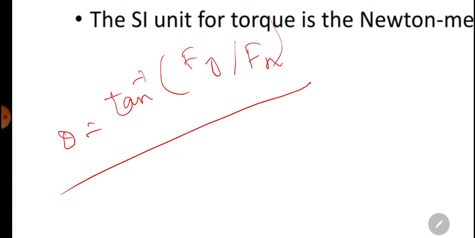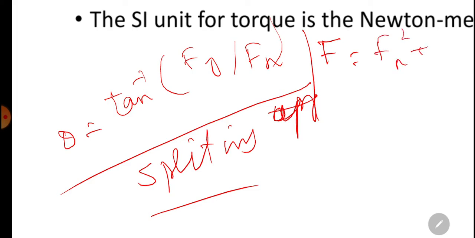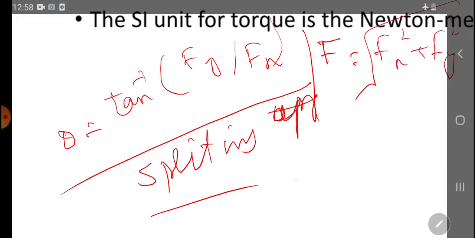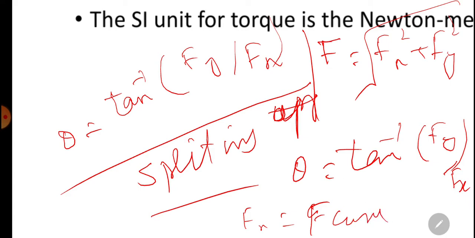Now the summary: resolution of forces is the splitting up of a single vector into its components. The resultant vector, which is F in this case, will be equal to the square root of Fx squared plus Fy squared. Theta will be equal to tangent inverse of Fy divided by Fx. Fx, the horizontal component, is equal to F cos theta. The vertical component Fy is equal to F sin theta.